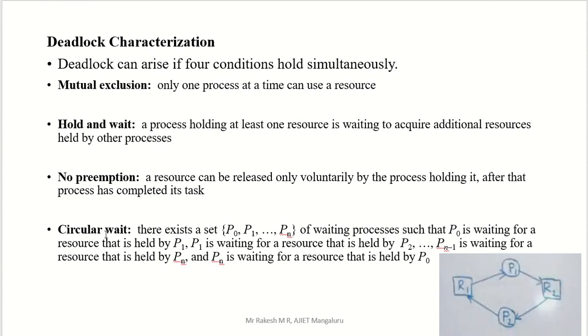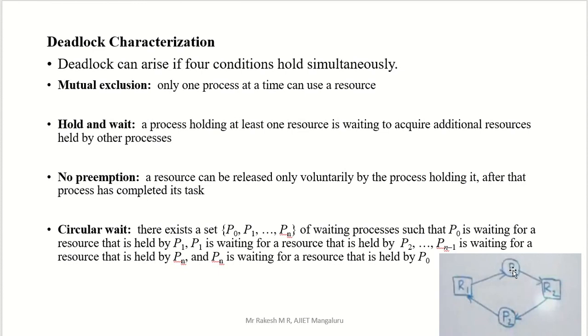Next concept is circular wait. There exists a set of waiting processes P0, P1, ..., Pn, such that P0 is waiting for P1, P1 is waiting for P2, P3 is waiting for P4, like that. One process is waiting for another process to complete. That is a circular wait.